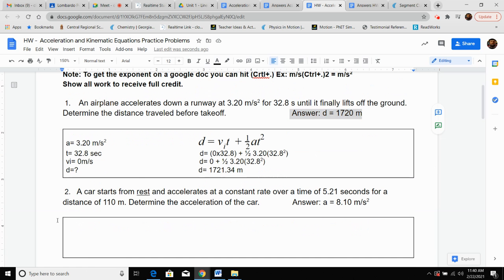So starting from rest, VI right off rip. It accelerates at a constant rate over a time of 5.21 seconds for a distance of 110 meters. Determine the acceleration of the car. So VI, T, D, and A.